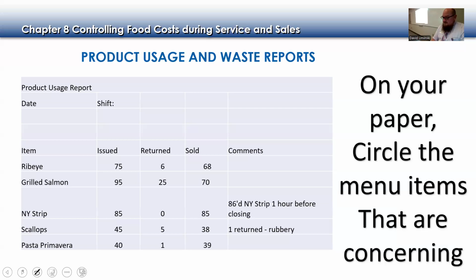Okay. So we sold 70 grilled salmons. We returned 25. So what's 70 plus 25? 95. And we subtract 95, 0, which means everything is accounted for. The New York strip, 85. We returned none, and we issued 85. So 85 minus 85, 0. Go into the scallops and the pasta primavera yourself and see what you got.